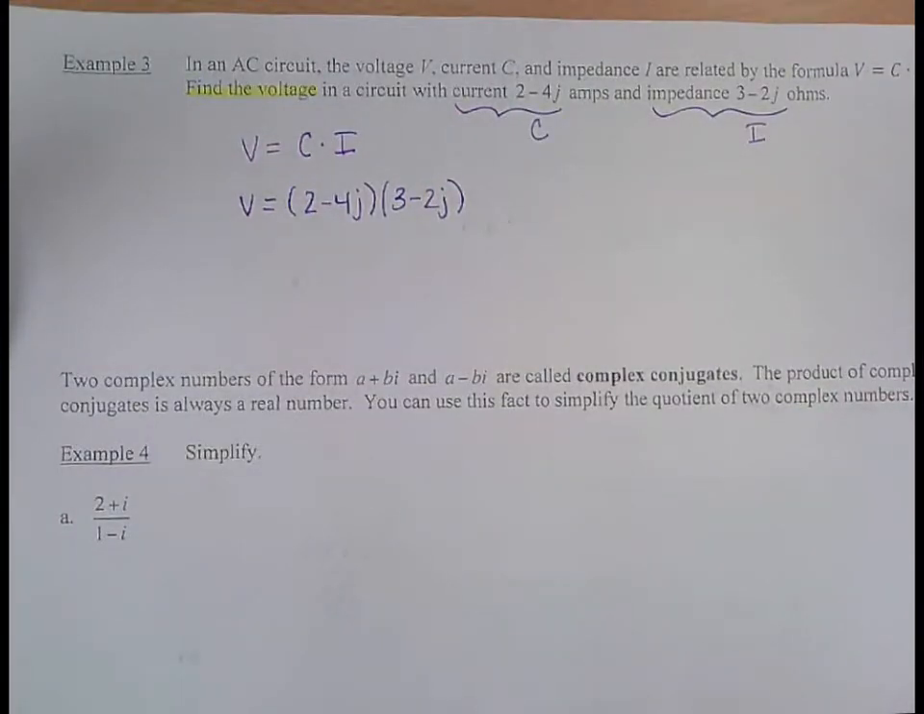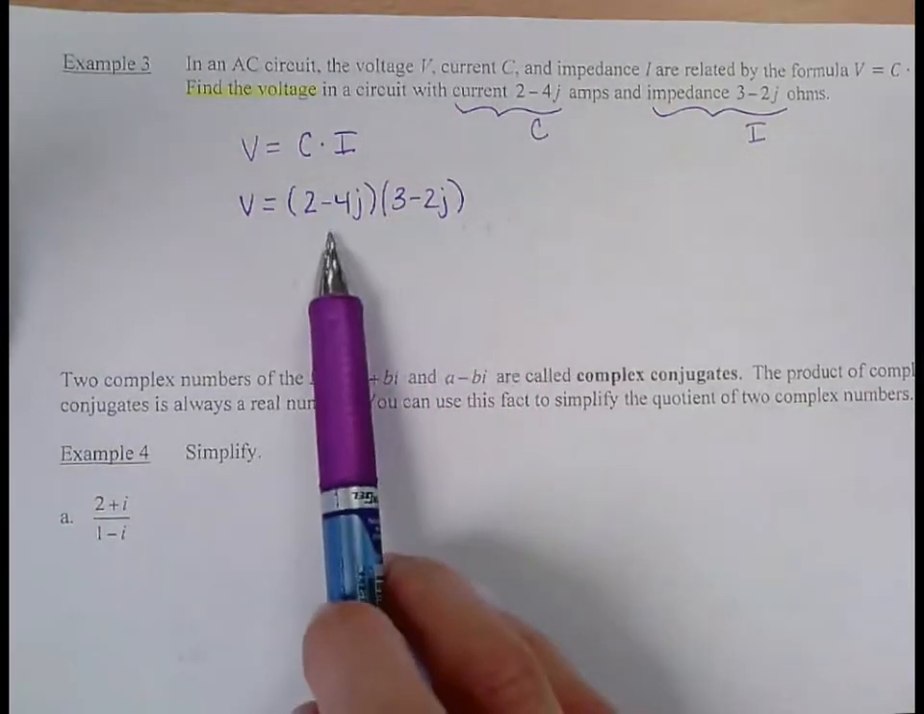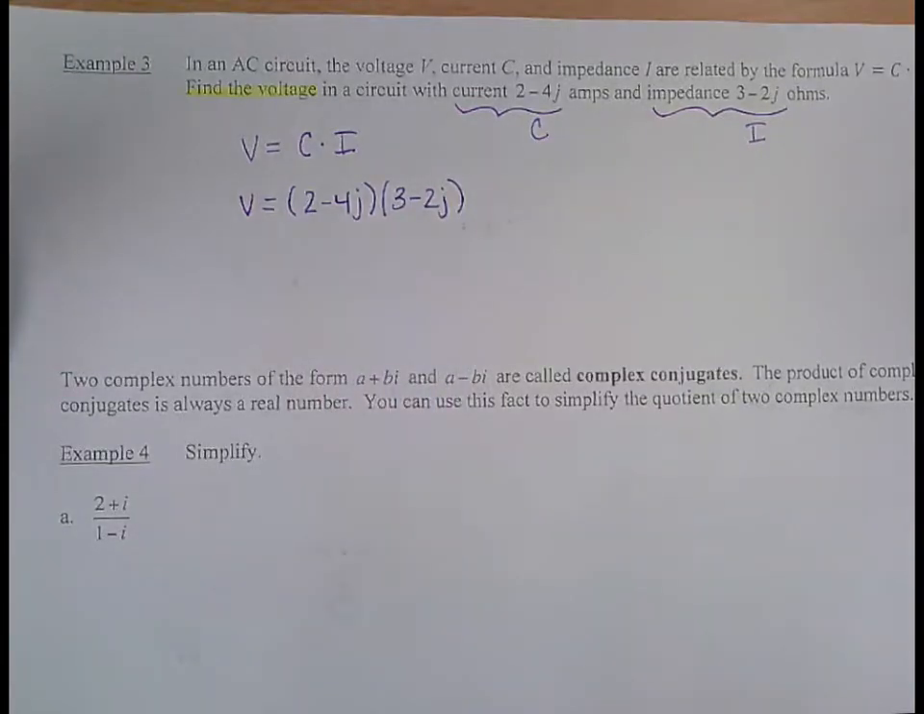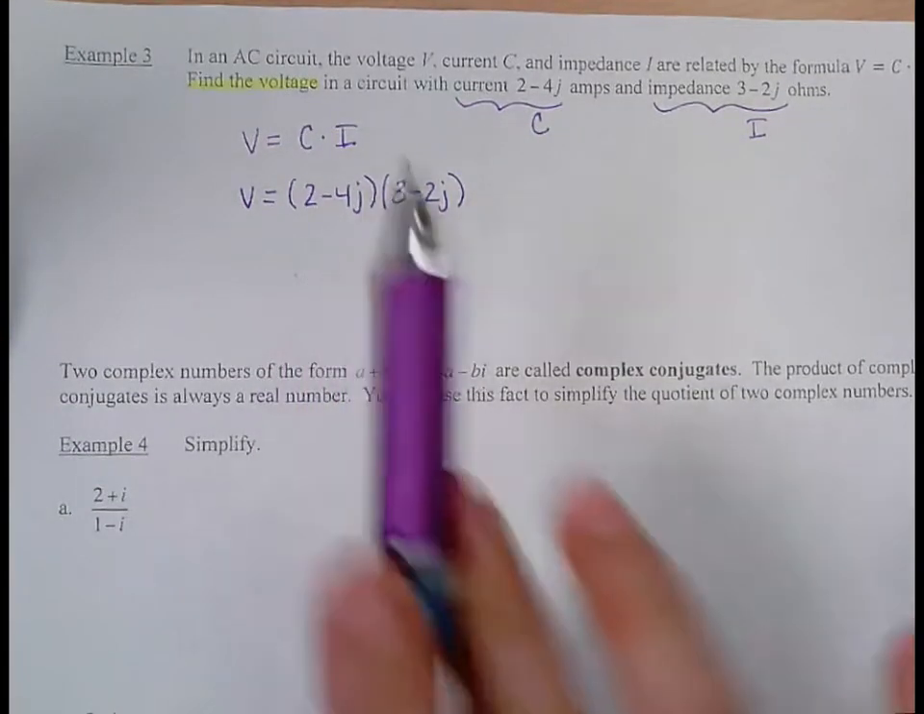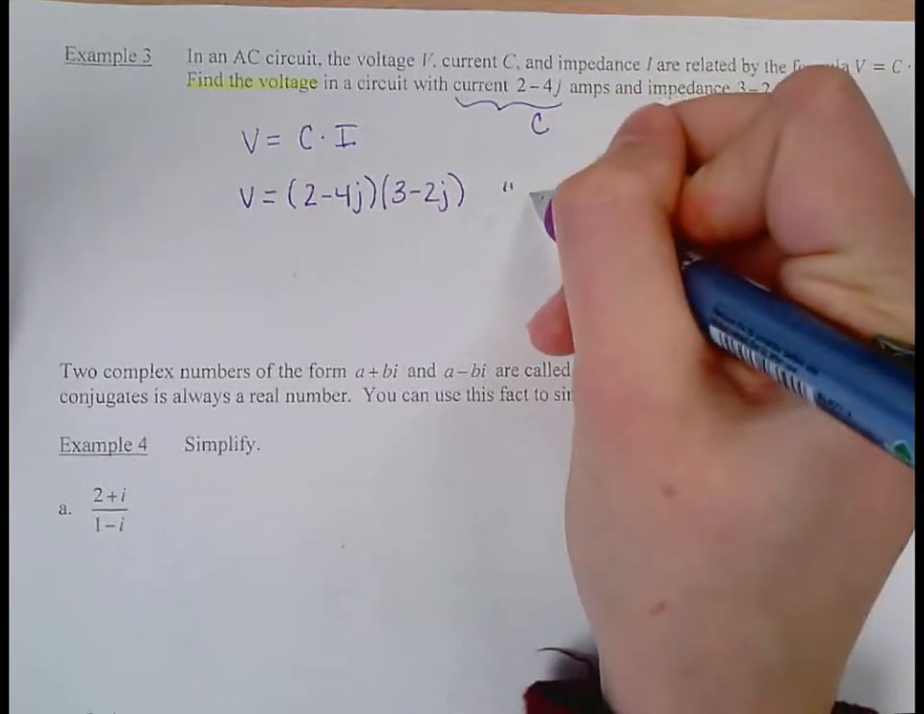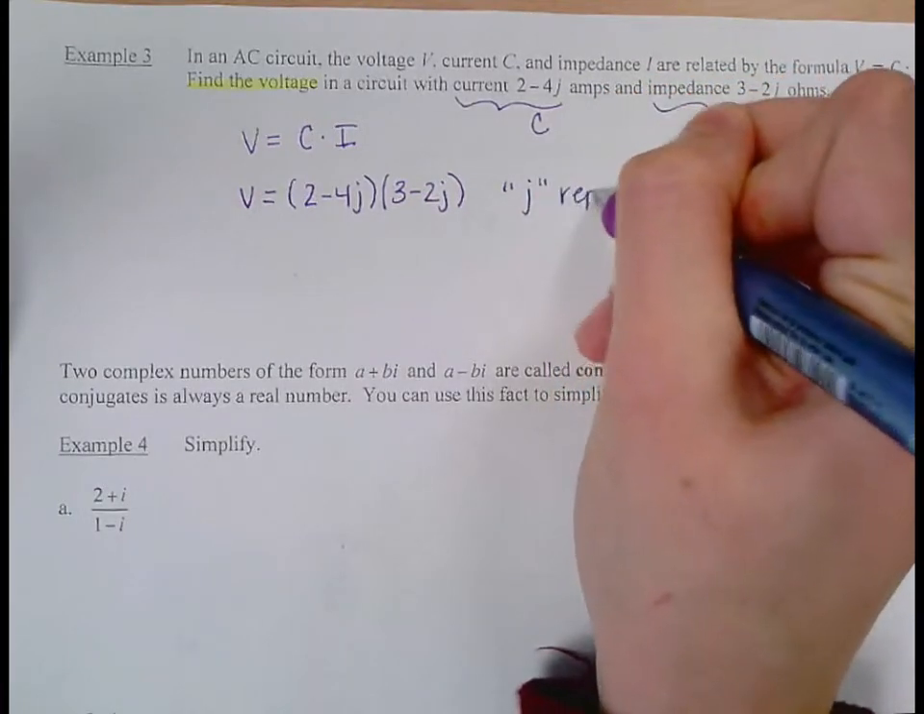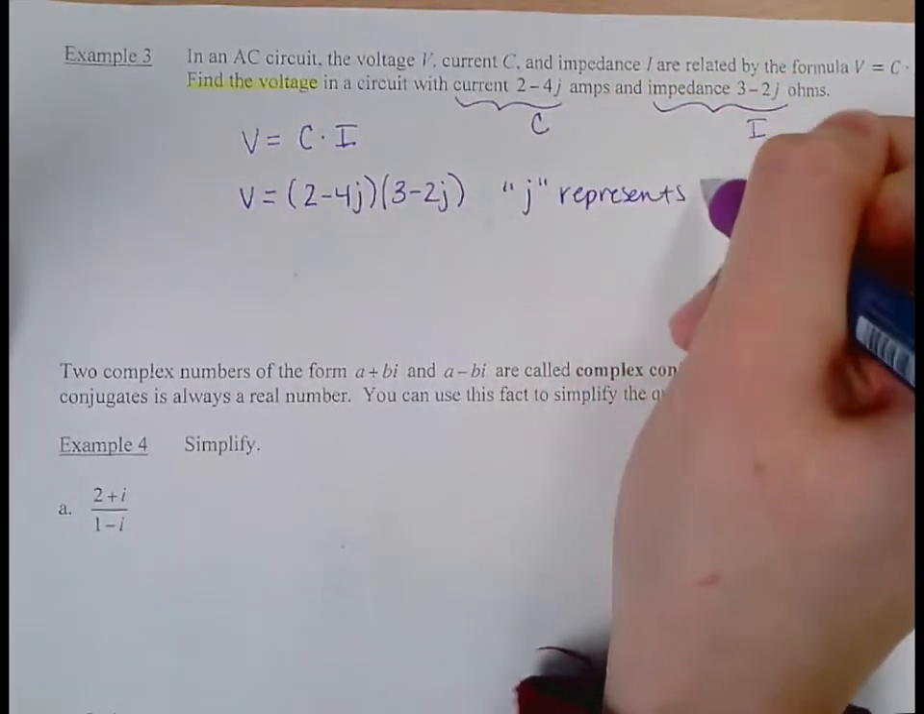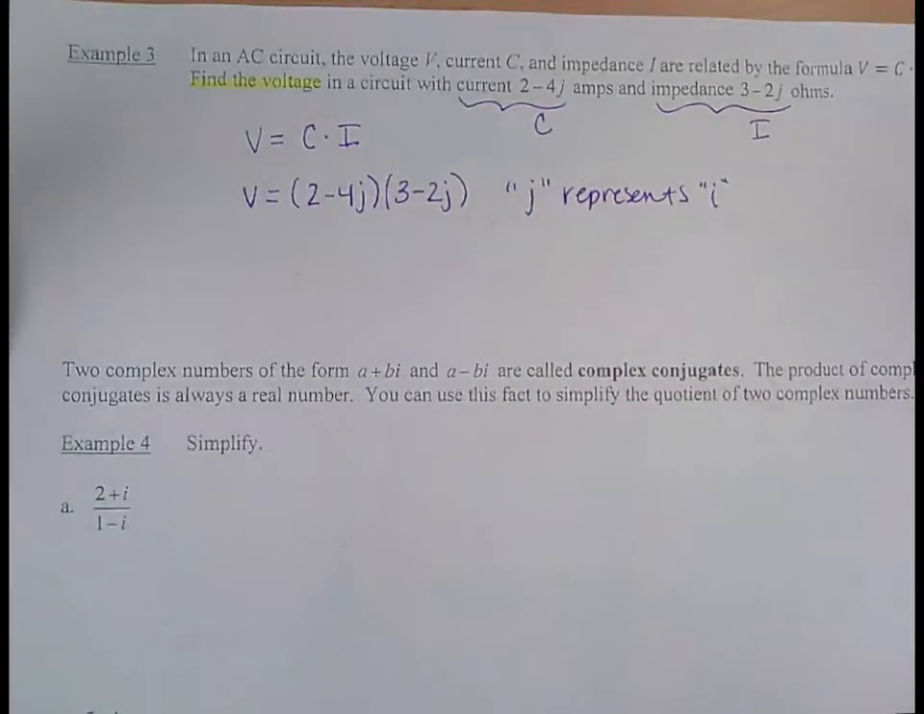Okay, so that's the setup for this. Now, I realize they're using J and they're not using I, but these are complex numbers. In this application, J represents I, meaning J in this case is representing the square root of -1.